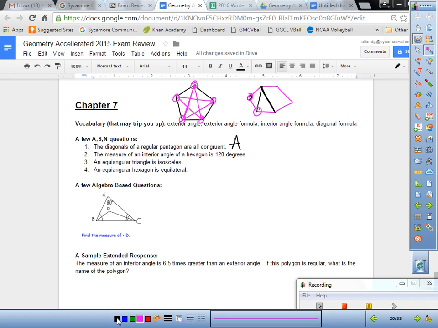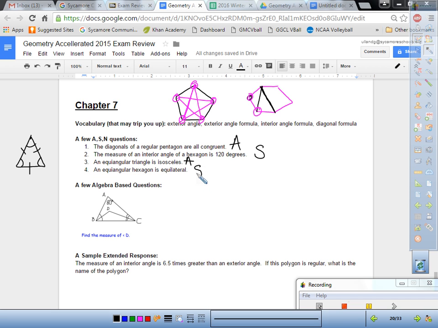All right, number 2. The measure of an interior angle of a hexagon is 120 degrees. That is sometimes. Read the question carefully. It doesn't say regular, so it's only sometimes true. An equiangular triangle is isosceles. What's the definition of isosceles? An isosceles triangle is a triangle with at least two congruent sides. An equiangular triangle is also equilateral. That has at least two sides. That is always true.